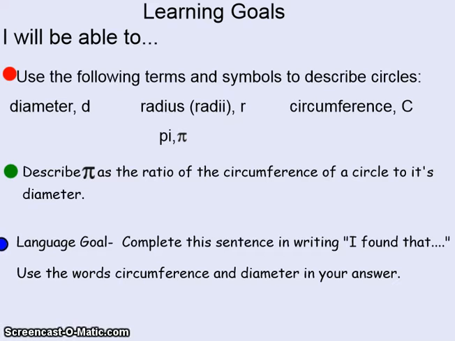Your learning goal says I will be able to use the following terms and symbols to describe circles. So I'm going to be talking about diameter, radius, circumference, and pi, and then describe pi as the ratio of the circumference of a circle to its diameter. Your language goal says complete the sentence in writing: I found that blank, and you're going to be using the words circumference and diameter in your answer.